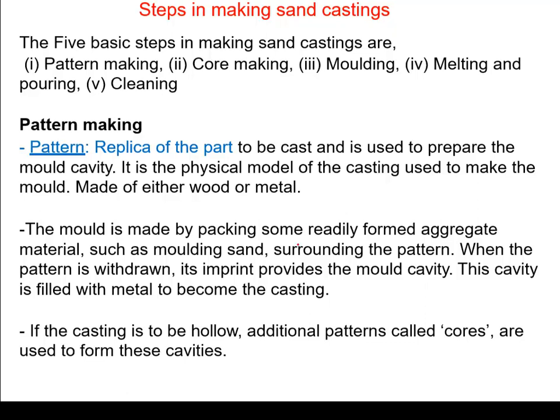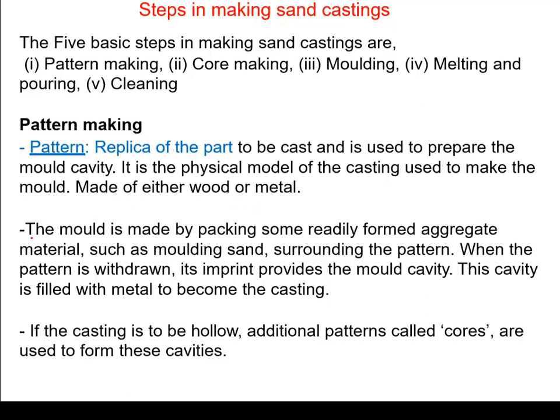A pattern is the replica of the part to be cast and is used to prepare the mold cavity. It is the physical model of the casting used to make the mold. It can be made of either wood or metal, and sometimes it is also made of plastic.